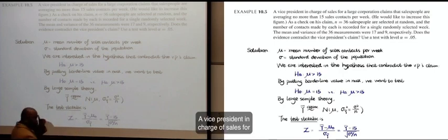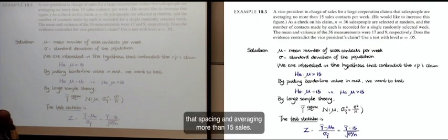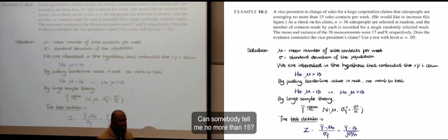Now, I want to walk you through an example. Please pay attention. Let us go through this together. A vice president in charge of sales for a large corporation claims that salespersons are averaging no more than 15 sales. How can I interpret no more than 15? Can somebody tell me? No more than 15.